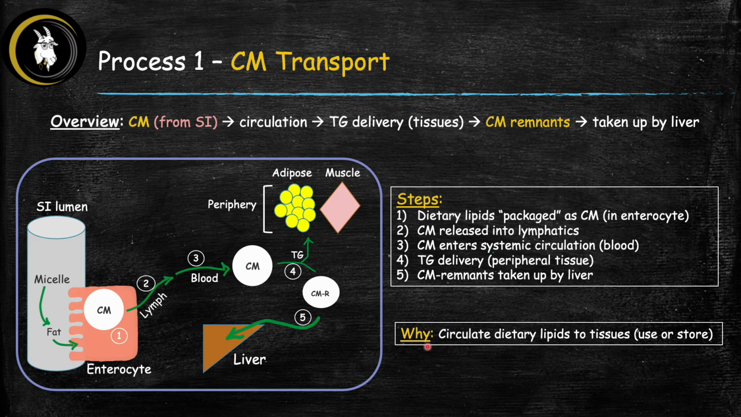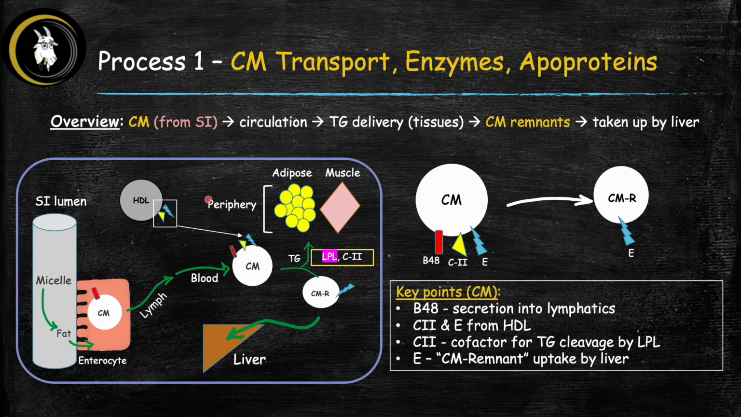And so basically what we accomplished here was that we could absorb the dietary lipids into our body tissues so that these organs can use them for use or for storage. All right, so now let's look at this same exact process of chylomicron transport, but this time we're going to add in the enzymes and the apoproteins that are important for making this happen. So we're going to add in the final details that are necessary for this process.